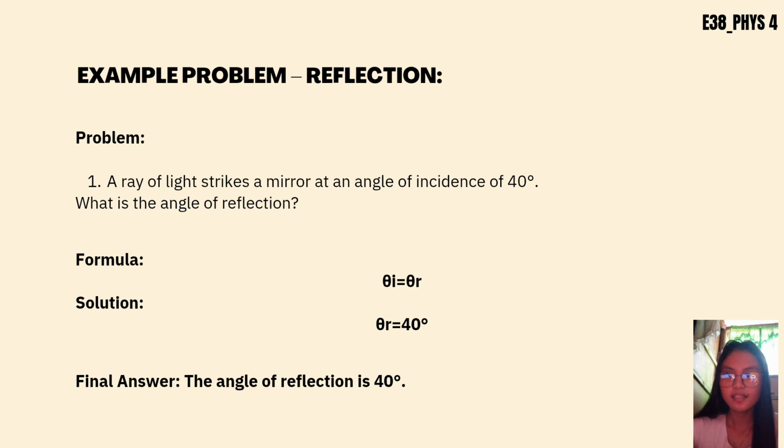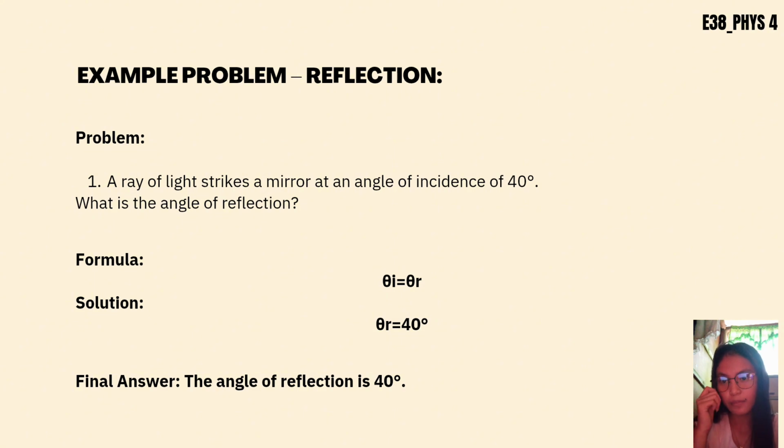Good day, everyone. Now let's proceed to the example problem of the law of reflection. Here's the problem. A ray of light strikes a mirror at an angle of incidence of 40 degrees. What is the angle of reflection? Here's the formula: theta I equals theta R.